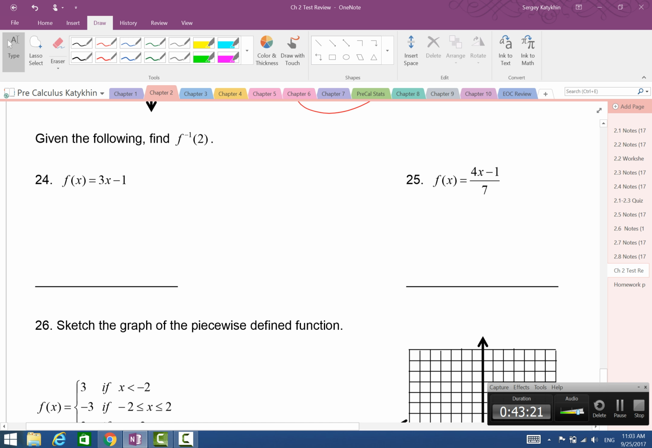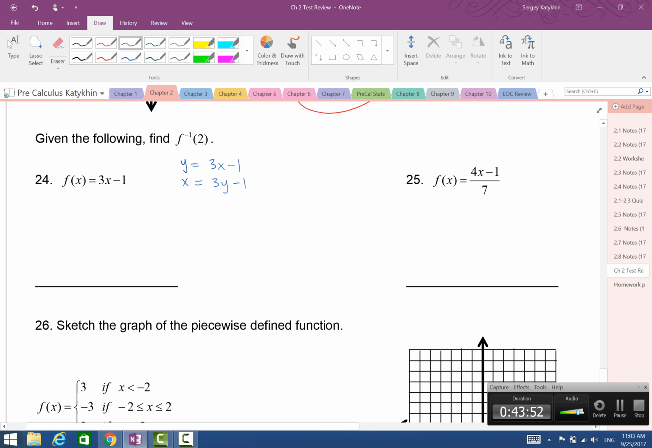So the last 3 problems we're going to look at are given by the following. We have to first find the inverse of f of negative 1, and then plug in 2. So let's find the inverse first. Remember, step 1 is to change the f of x to y, so we get y is equal to 3x minus 1. Step 2 is to switch x and y, which gives me the following.